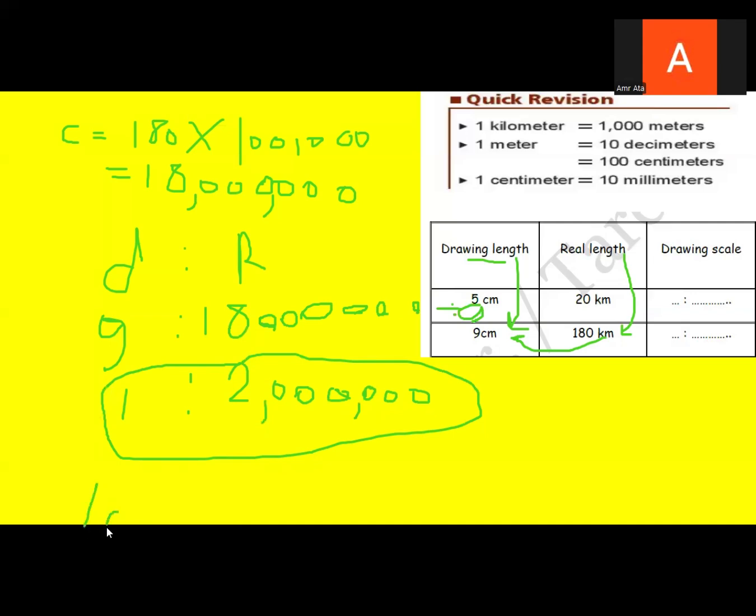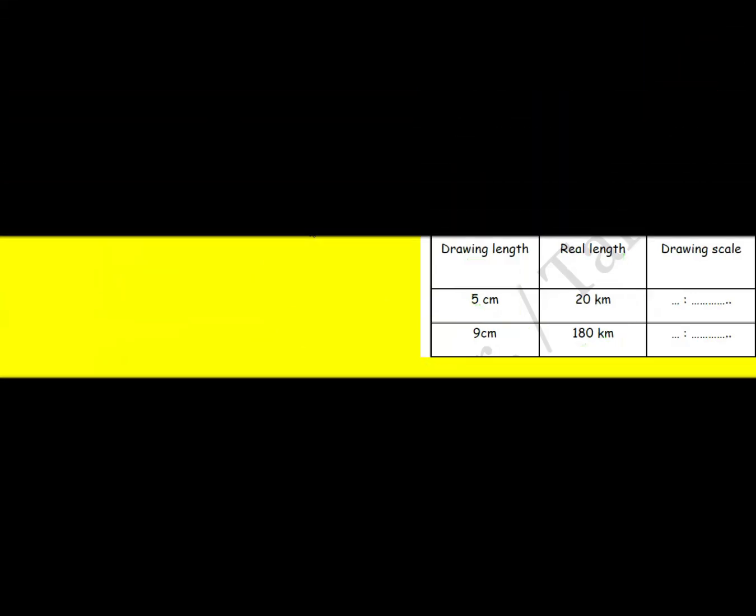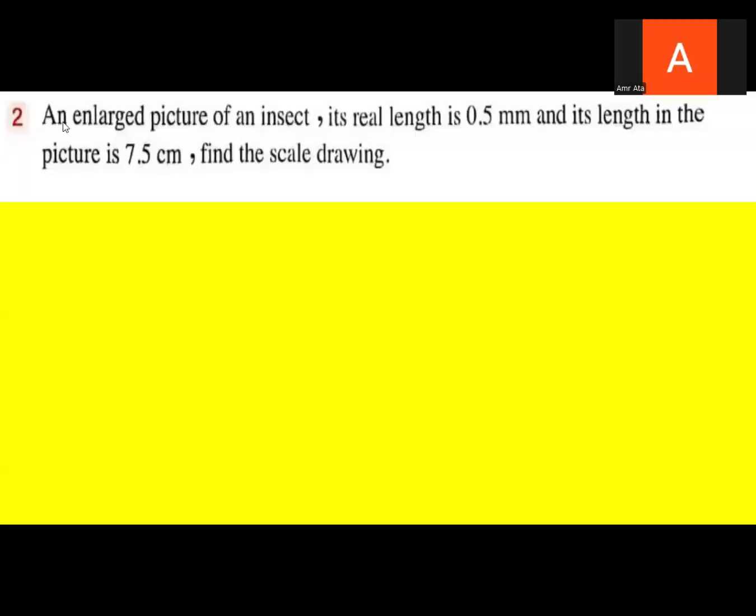What is the meaning of that? Each 1 centimeter in draw represents 20 kilometer in real. Okay? Okay, let's go to our next problem. An enlarged picture of an insect, its real length.